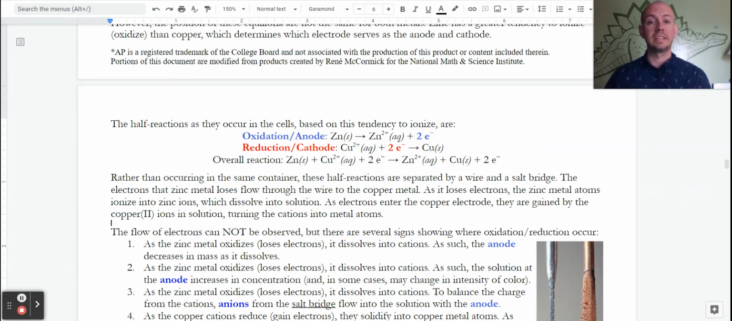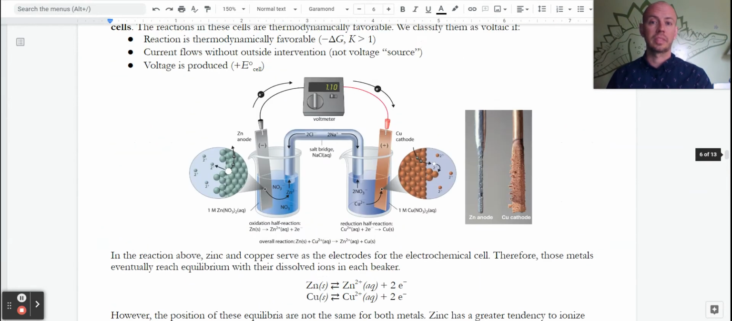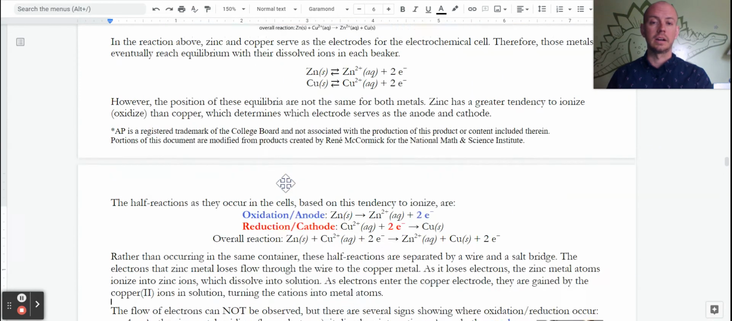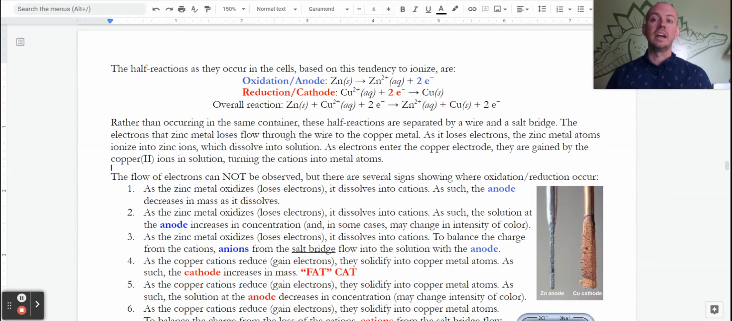If we put these in the same container, we would see changes in terms of what's forming or what's dissolving. But for an electrochemical cell, they're going to be separated. They're separated by a wire that electrons can flow through and a salt bridge that ions can flow through. We see those here and here, and we'll discuss each of those. The electrons that the zinc loses, these electrons right here, are the electrons that copper needs to gain. As it loses those electrons, the zinc metal atoms actually ionize or oxidize into zinc ions and dissolve away.